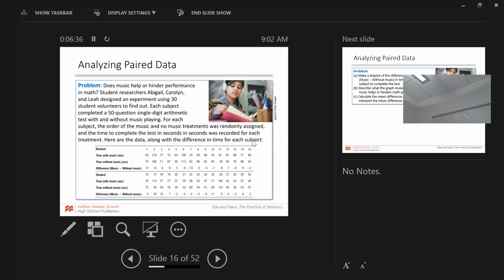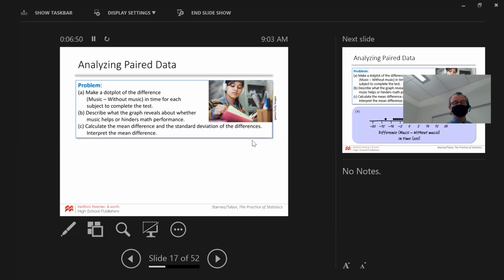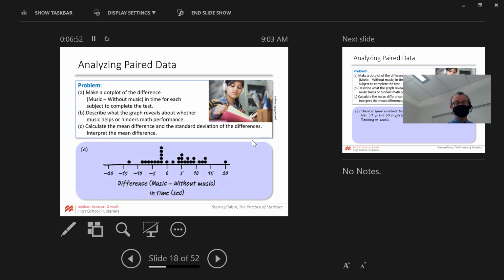And we have the difference of how much time it took if you're listening to music versus without. And the sample size is 30. It's large enough to use a normal t distribution for this. Okay? There is the difference. The differences.